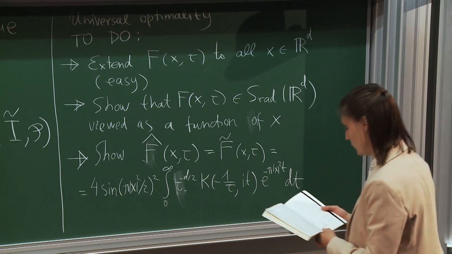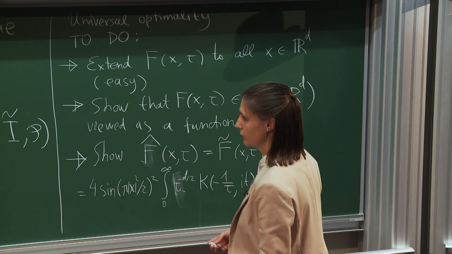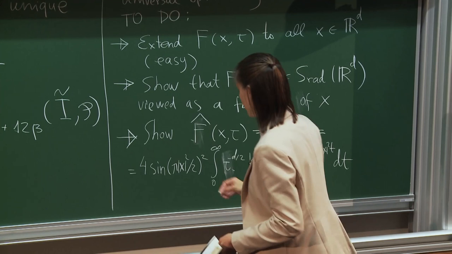And so now we are almost done, because the only thing which remains for us to prove the universal optimality is to check the positivity.